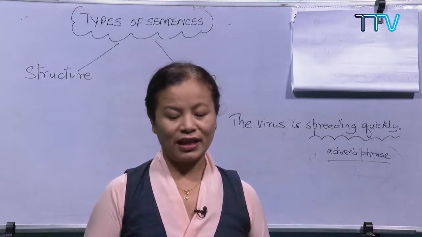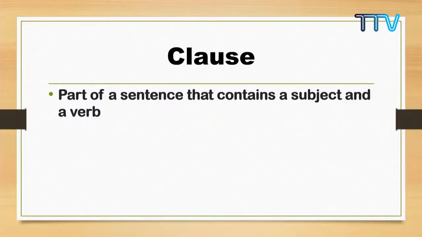Okay, look at the slide. Clause: a part of a sentence that contains a subject and a verb. So what you need to remember is a clause is a part of a sentence. Okay, it means this is there in a sentence. It's a part of a sentence that contains a subject and a verb. By now, I assume all of you know what a subject is and what a verb is, isn't it? So a part of a sentence that contains a subject and a verb is called a clause.